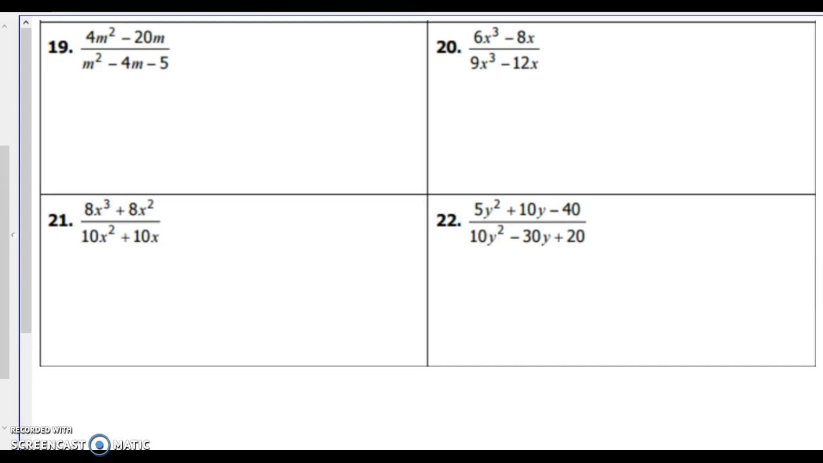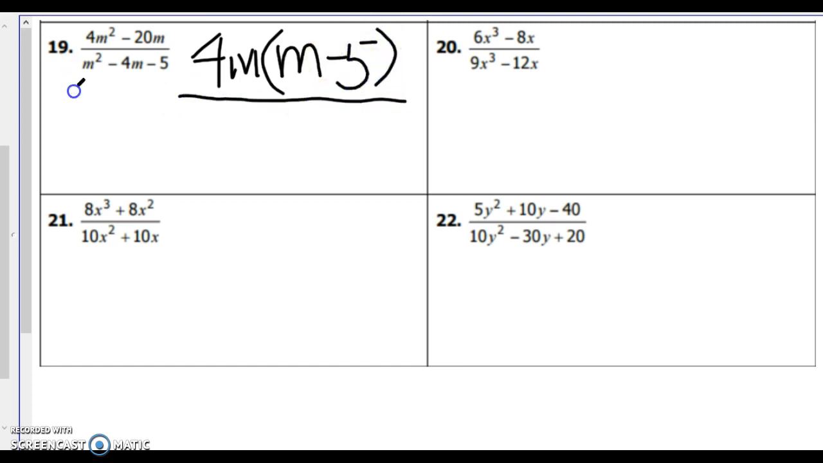I've got 4m squared minus 20m. There's no constant at the end. So therefore, I'm going to look and say, okay, what can I pull out of both? 4m. So I can pull out 4m from both, and then I'm left with m minus 5.